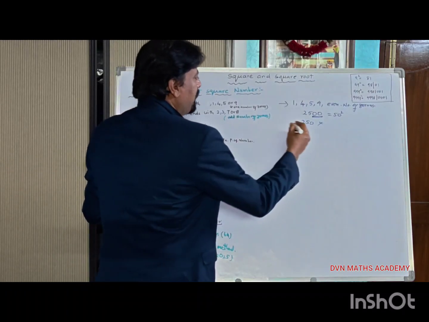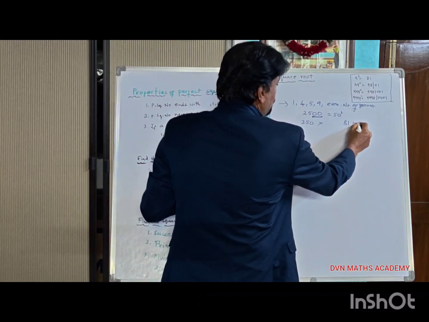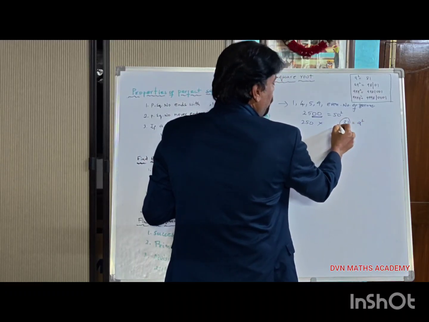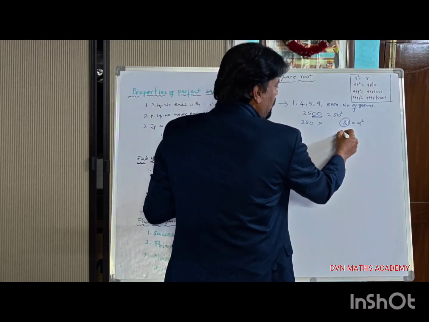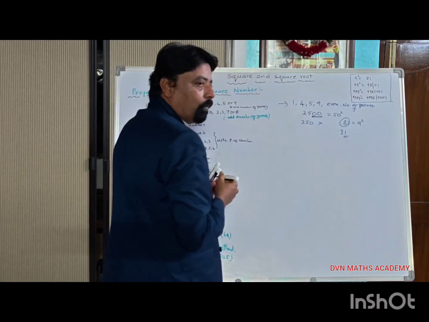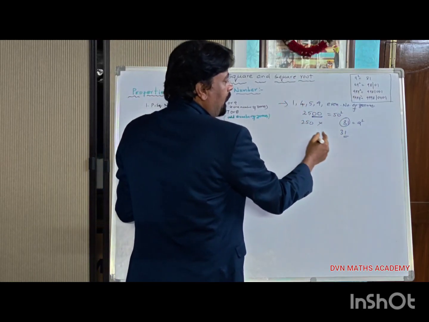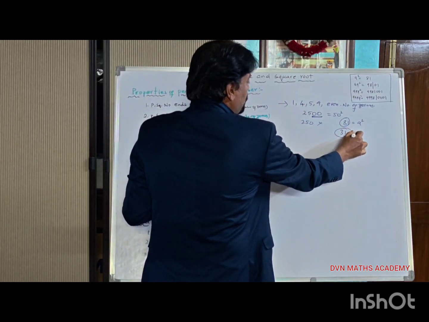For example, 81 is a perfect square. 81 is equal to 9 square. So 81 is a perfect square number, but 31 is also ending with 1, and it is not a perfect square.